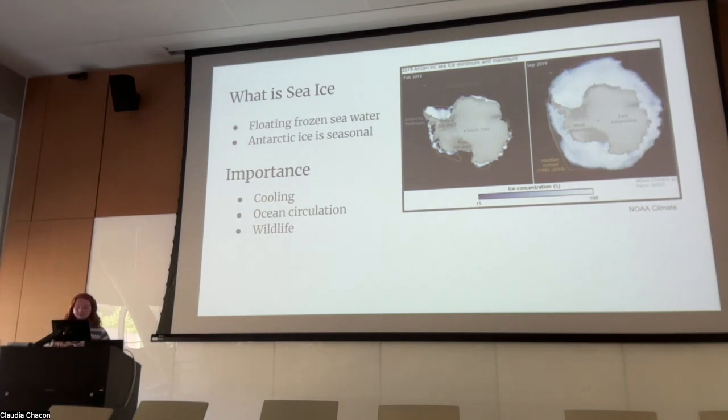Sea ice is important as it plays a key role in cooling the planet, acting as a giant reflector for sunlight. In addition, it affects ocean circulation when it melts. Wildlife also rely on sea ice as it determines their territory and distance to feeding grounds.